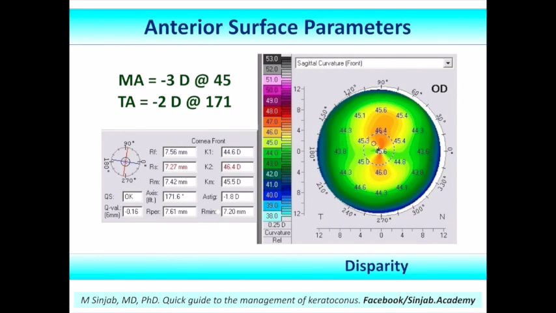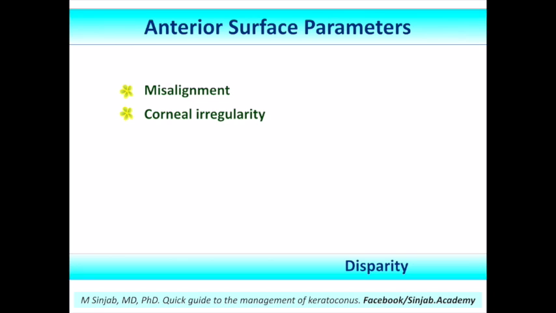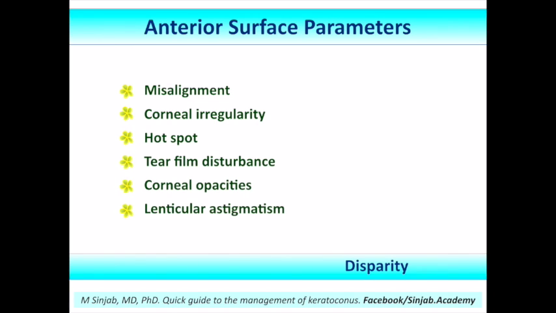In regard with the astigmatism, I have to talk about a very important concept. It is the disparity between manifest astigmatism and topographical astigmatism. Now, the disparity can be caused by numerous causes, such as misalignment during taking the capture, corneal irregularities, hotspot syndrome, tear film disturbance, corneal opacities, and lenticular astigmatism.